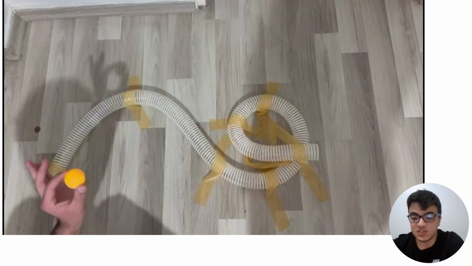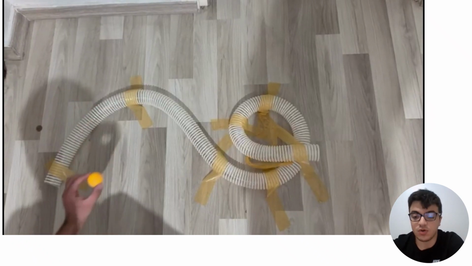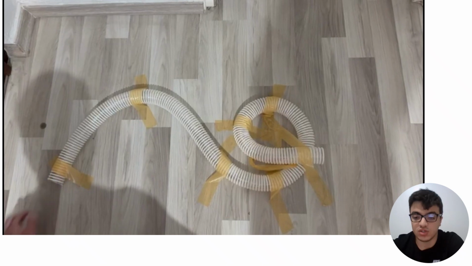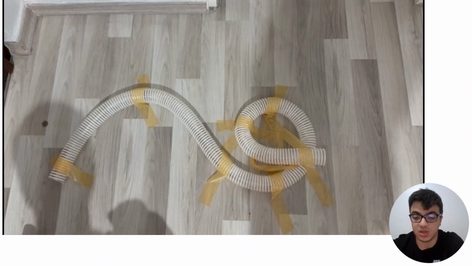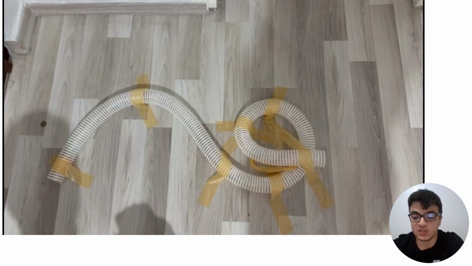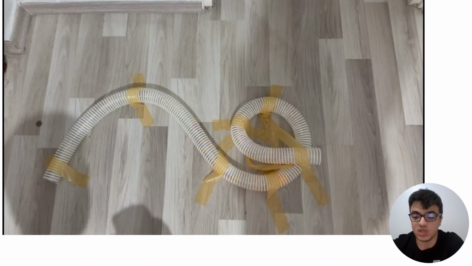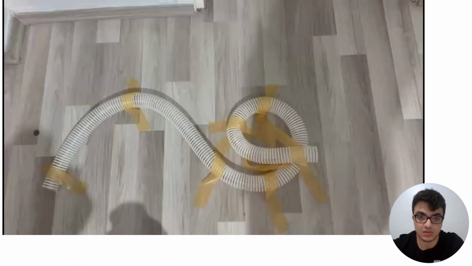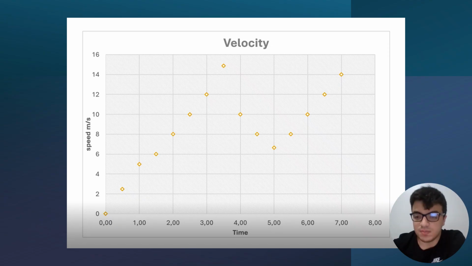Then I designed an experimental setup for my model. This setup simulates the motion of the roller coaster using a flexible hose to represent the track. It helped to visualize the force and motion. We analyzed the experiment, which was successfully conducted. The change in speed observed in our experiment is also shown in the graph like this.